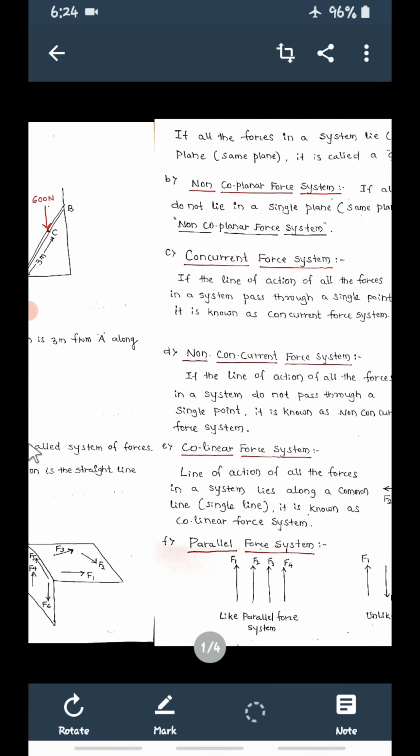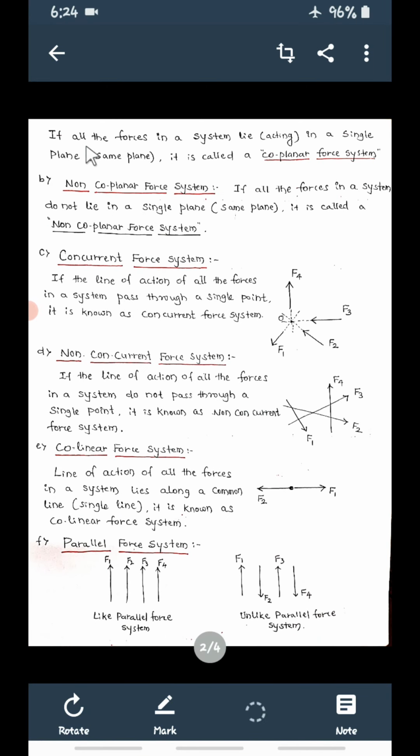Okay, so based on this I can say that if all the forces in a system act in a single plane or the same plane, then the force system is called a coplanar force system. Otherwise, it is a non-coplanar force system. Right? If all the forces in a system do not lie in a single plane, then it is termed a non-coplanar force system.